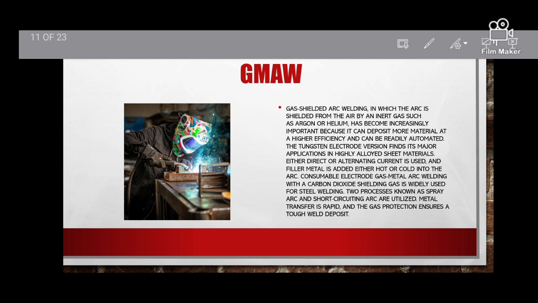Either direct or alternating current is used and filler metal is added, either hot or cold, into the arc. Consumable electrode gas metal arc welding with a carbon dioxide shielding gas is widely used for steel welding. Two processes known as spray arc and short-circuiting arc are utilized. Metal transfer is rapid, and the gas protection ensures a tough and well-formed deposit.